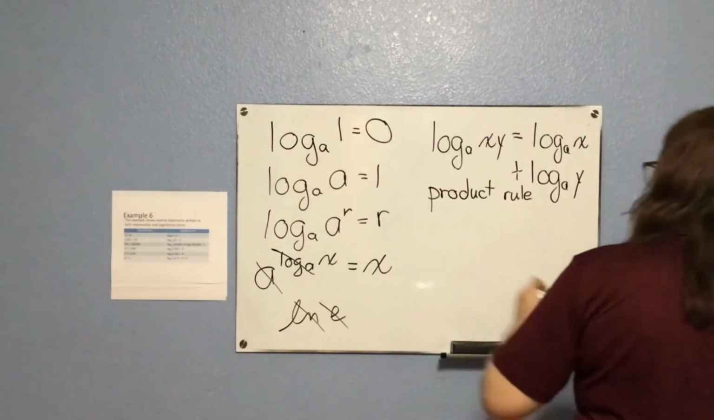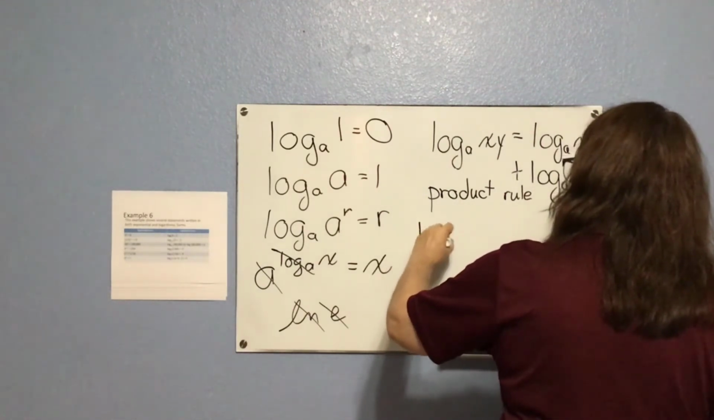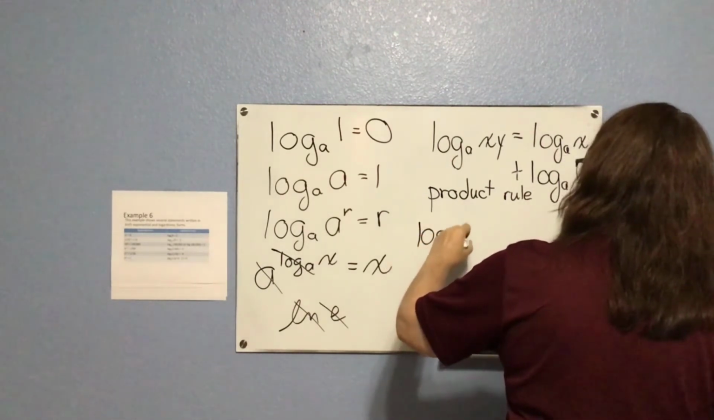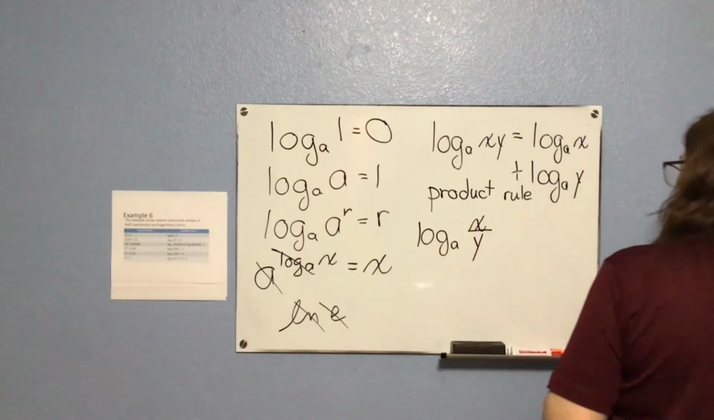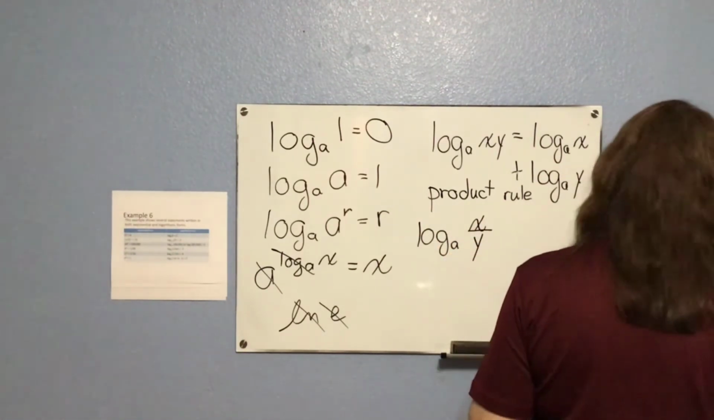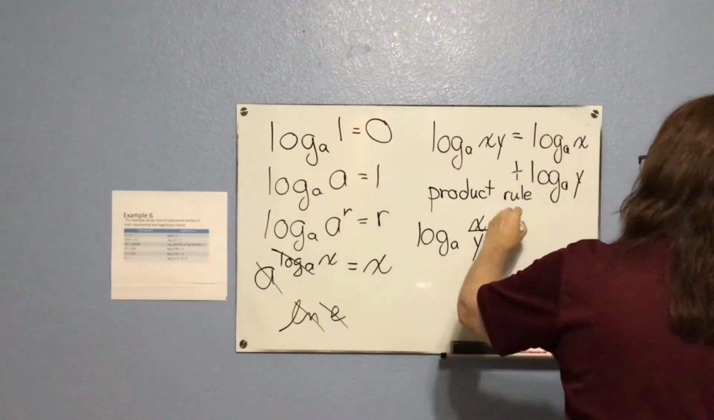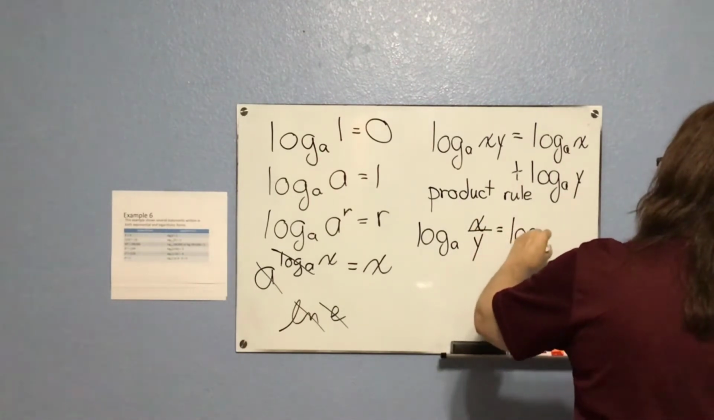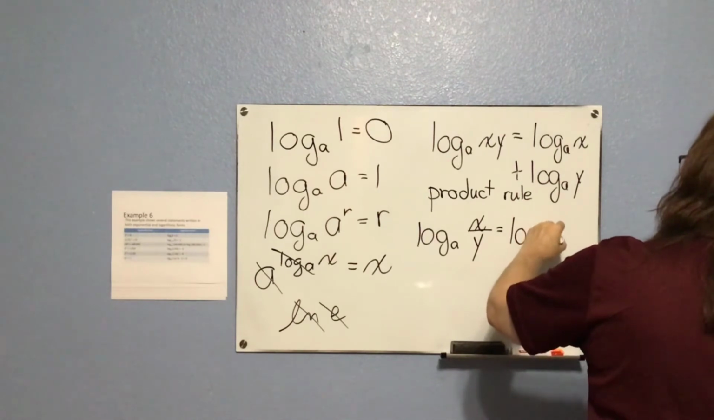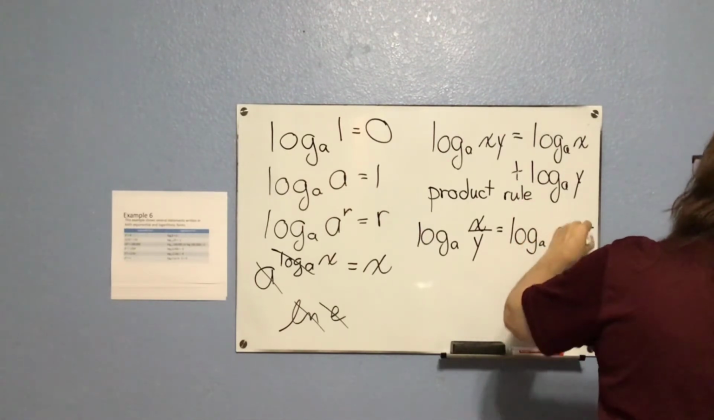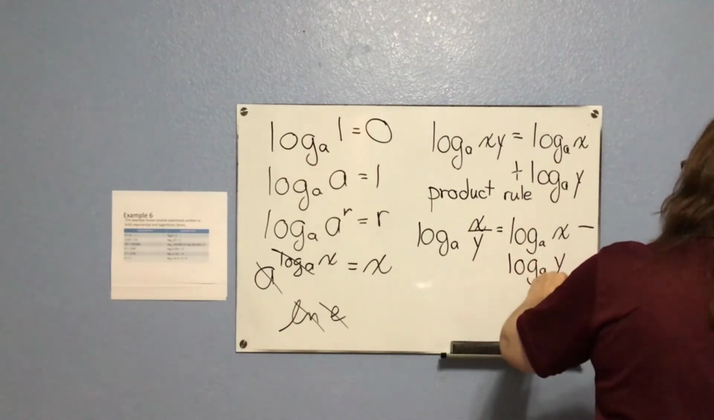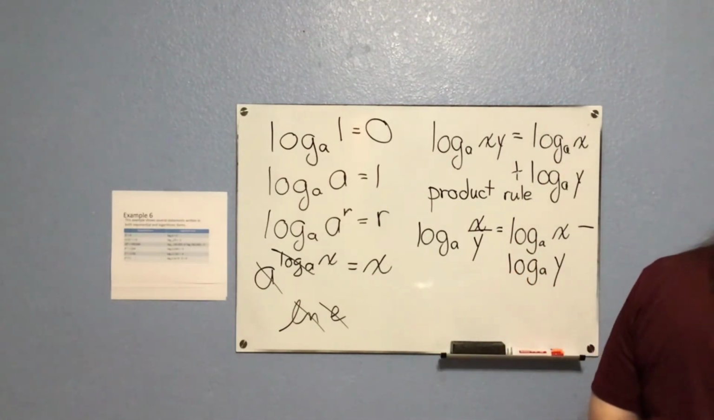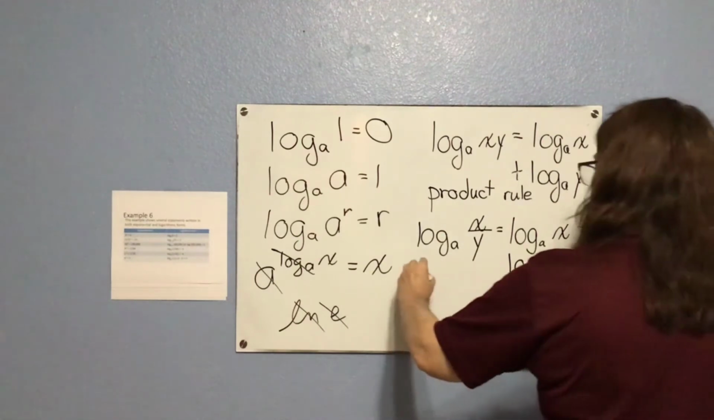Okay, we also can say if I have log base A of x over y, we have the quotient property, which means I've got log base A of x minus log base A of y. Okay, and this is the quotient rule.